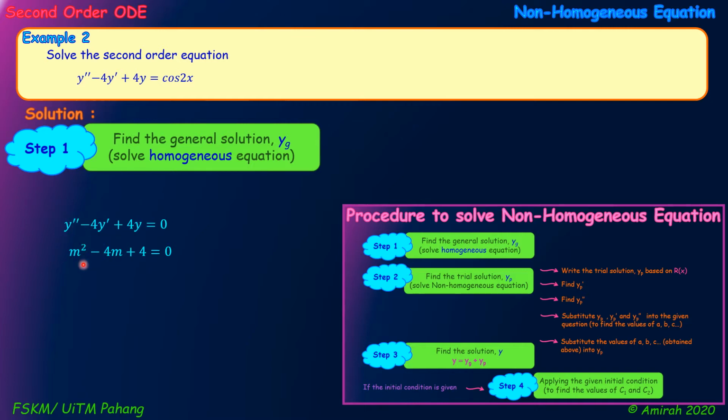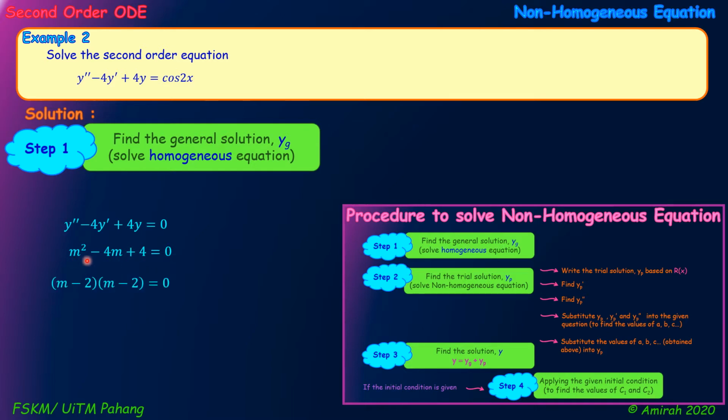Y double prime equals m squared, y single prime equals m, y equals 1, so 4 times 1 equals 4. This is called a quadratic equation because we have degree 2 here, and in a homogeneous equation this is also the characteristic equation. Because this is a quadratic equation, to solve it we can use either the factorization method or the quadratic formula.